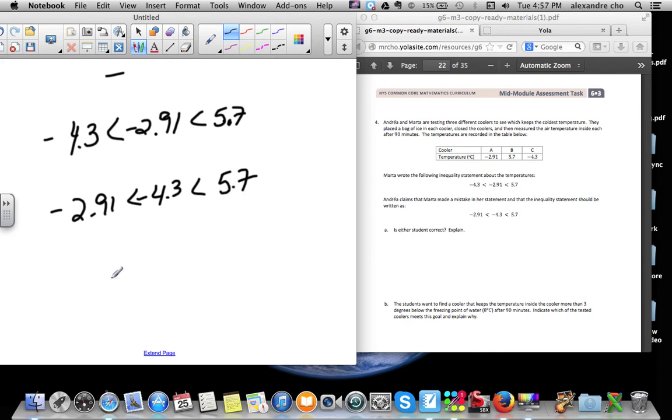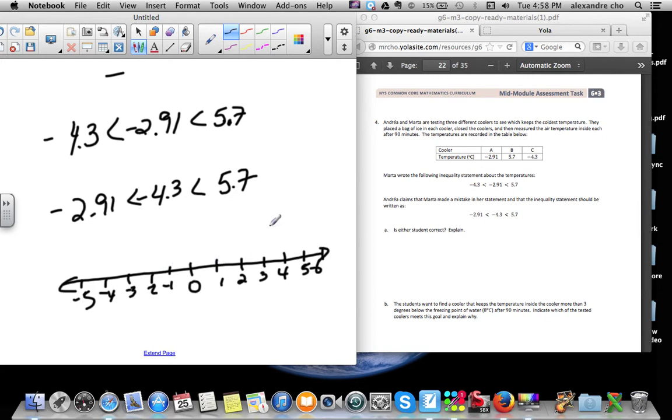Is either student correct? Well, what I would do is create a number line. I would place those numbers on the number line, and then we can look at the inequalities to see if either of them are even correct. So here we go. 1, 2, 3, 4, 5, 6. I'm going to go -1, -2, -3, -4, -5. We don't need anything bigger than that. So let's place the numbers.